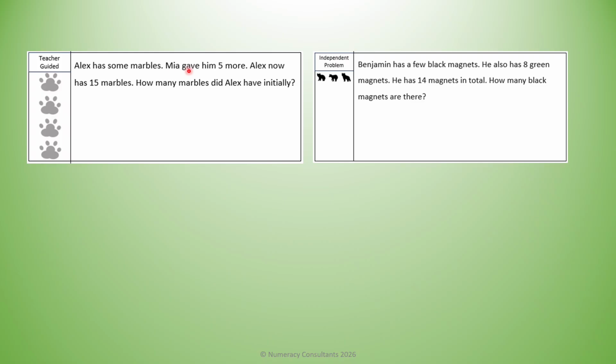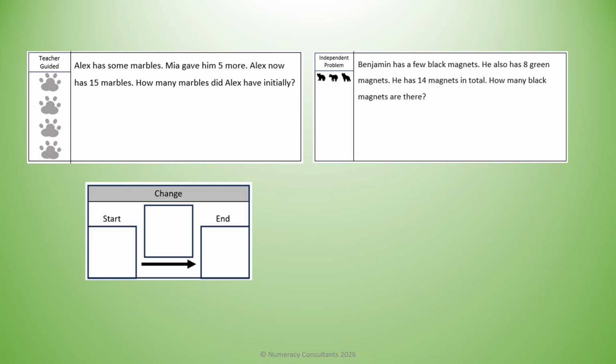So when we go through, the big thing is she gave, we can identify that as a change. And then it says Alex has some marbles. By this point, when you hear some or a few, kids should know that those are words that really mean it's missing, it's unknown. We don't know what it is. So if we fill this in, Alex had some marbles. We don't know exactly how many are at the start, but we know that there were some. Mia gave him 5 more, and Alex now has 15 marbles. So we've discovered, yes, this is a change with the start unknown, and now we have a number. We added 5 and we got 15.